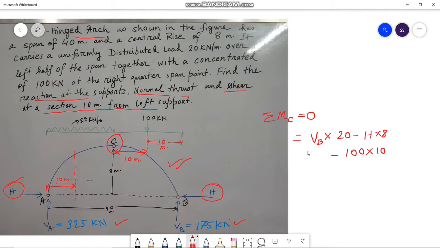So the summation of all the moments here equals to 0, and we have already calculated VB, that is 175 kilonewton. So putting the value of 175 at VB, we get H equals to 312.5 kilonewton. So we have H equals to 312.5 kilonewton.